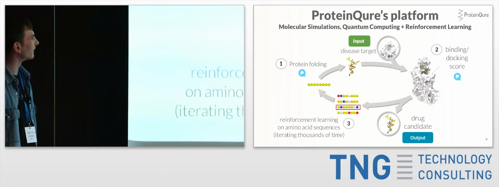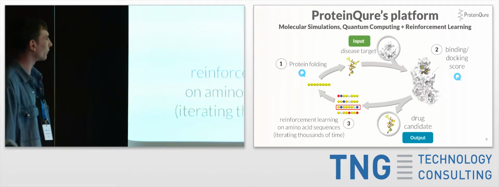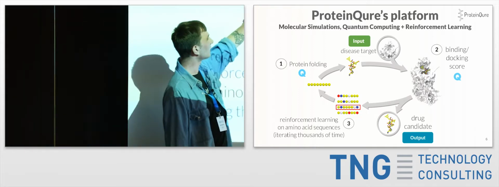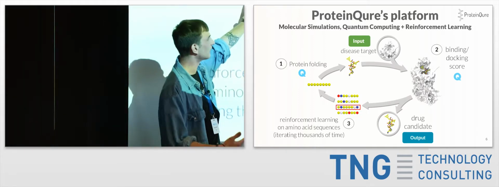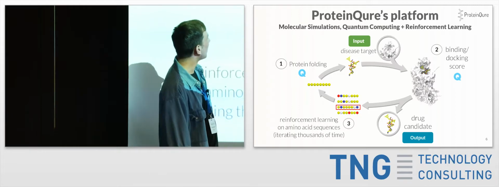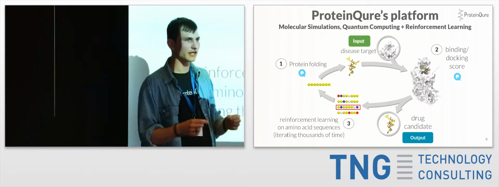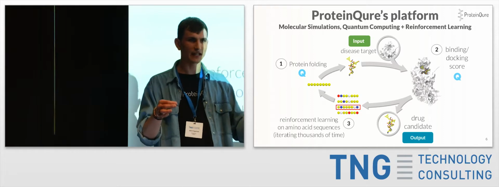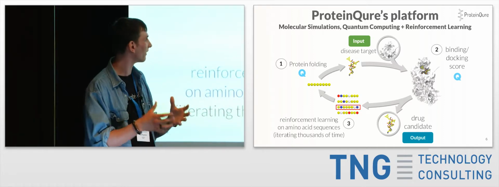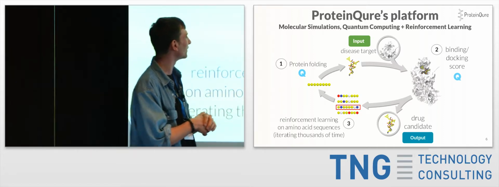And so putting this together basically ends up in this loop where you start out with a random amino acid sequence, or ideally maybe with a good initial guess. And the first step is protein folding. You're trying now from that two-dimensional sequence of lattice, predicting a three-dimensional structure of that protein.